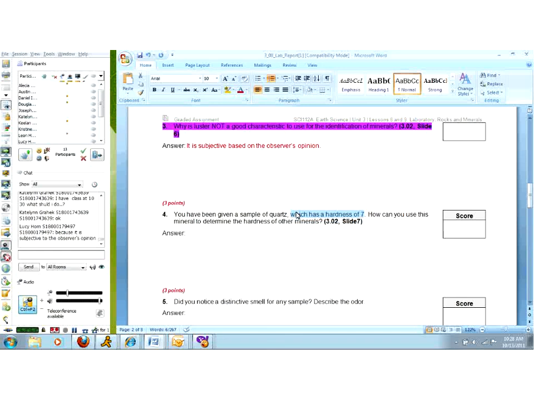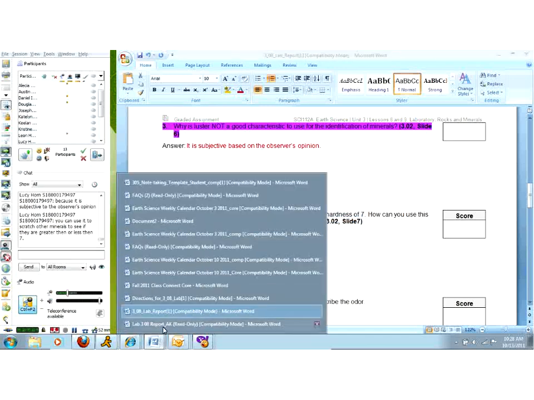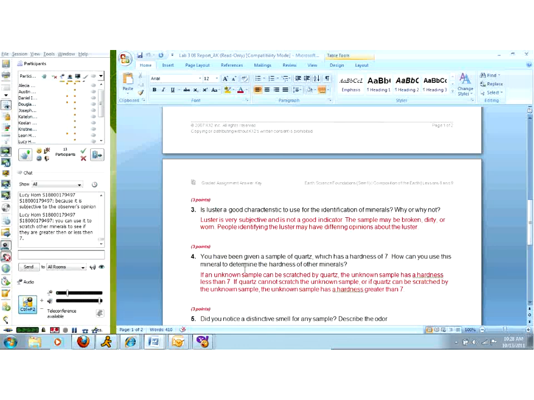Okay, so I want to know at least around what this hardness is. I could take my known sample and do what? I know this one has a hardness of 7. Oh, it's scratching this one, so that means this one's hardness is at least less than 7. So you can use that known hardness mineral to scratch another mineral to determine if its hardness is less than that mineral's hardness. And I'm just going to copy and paste this.